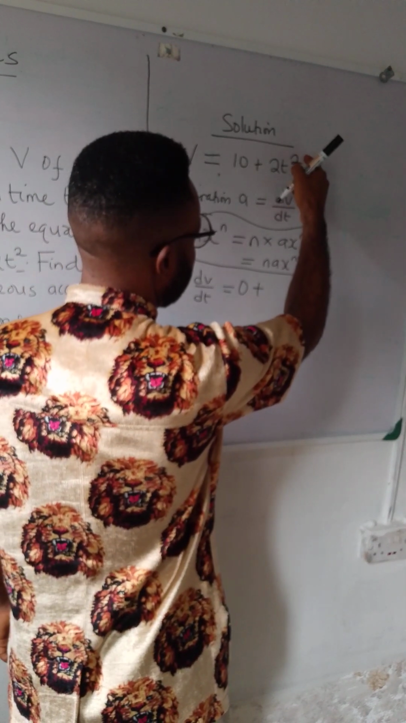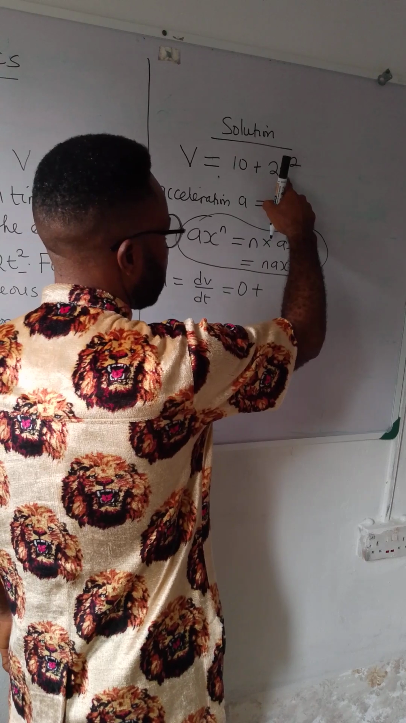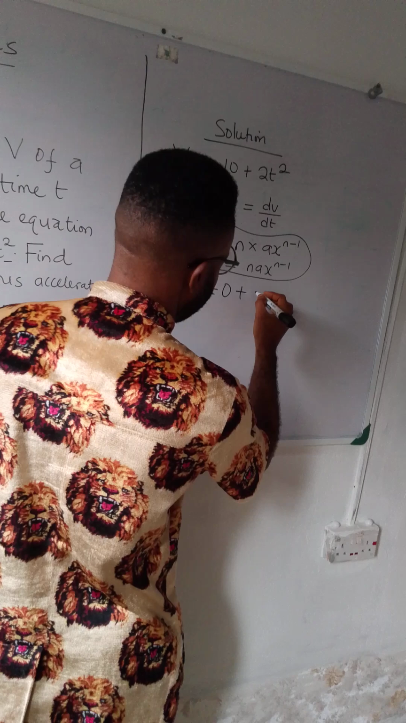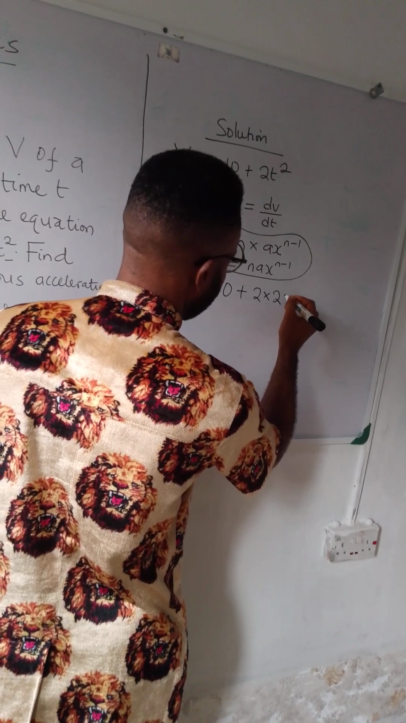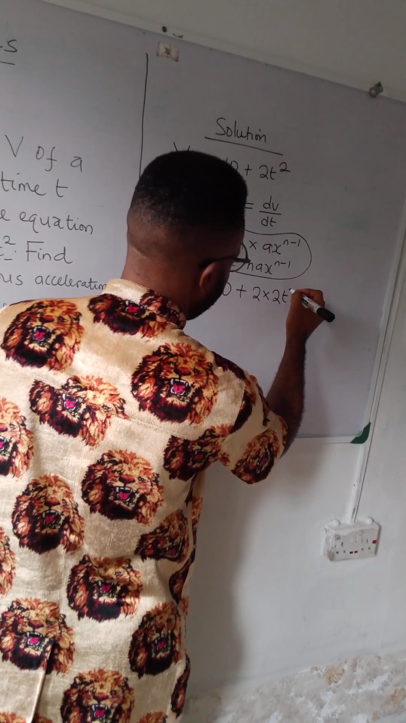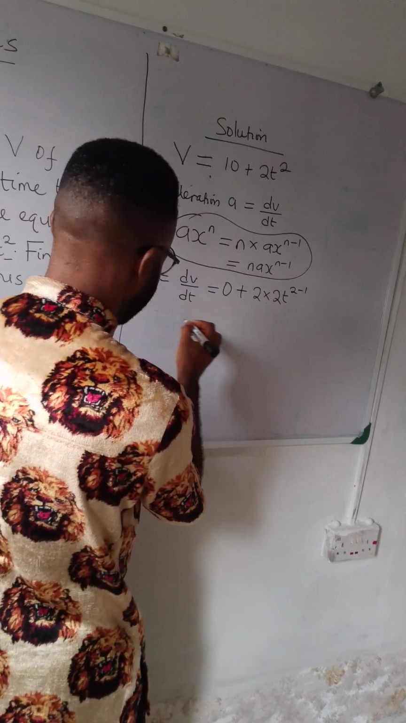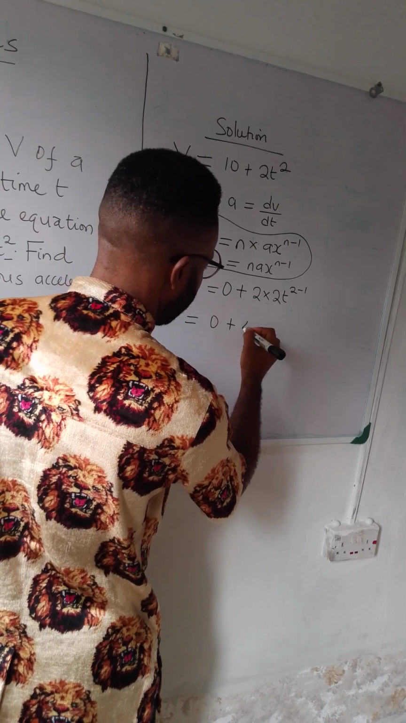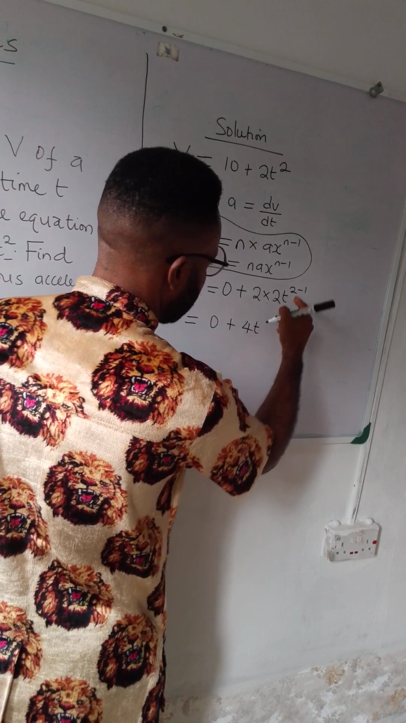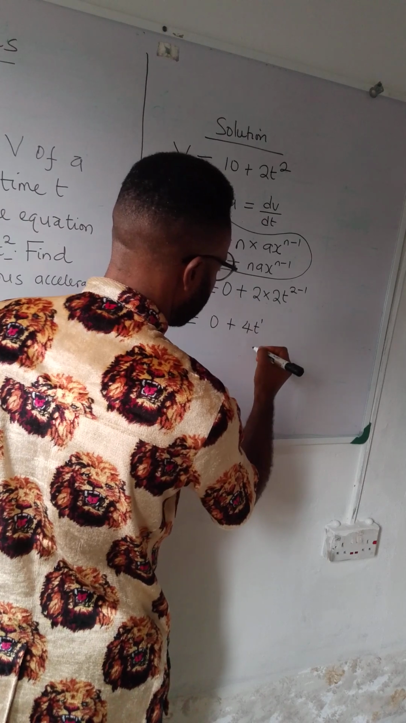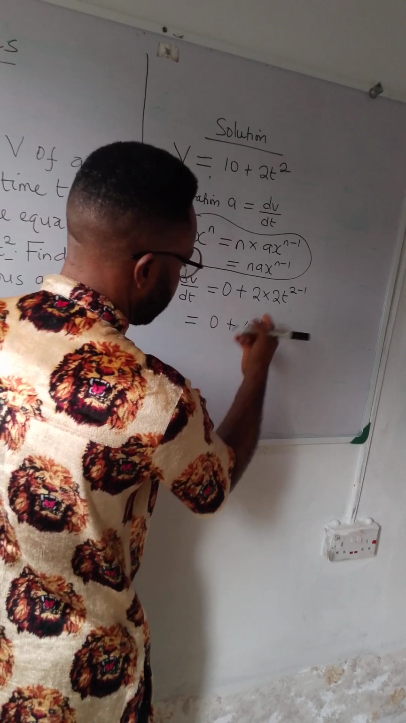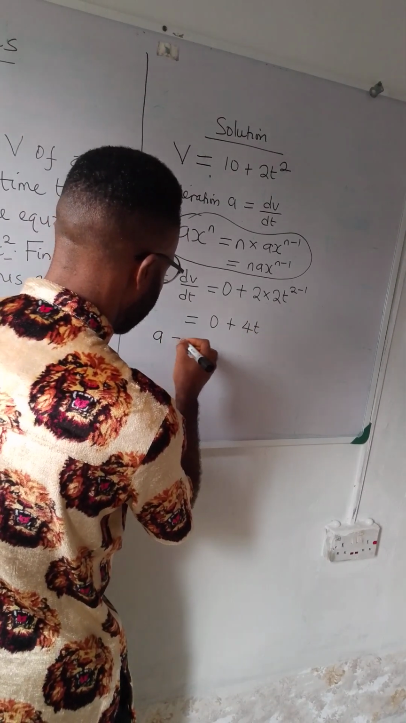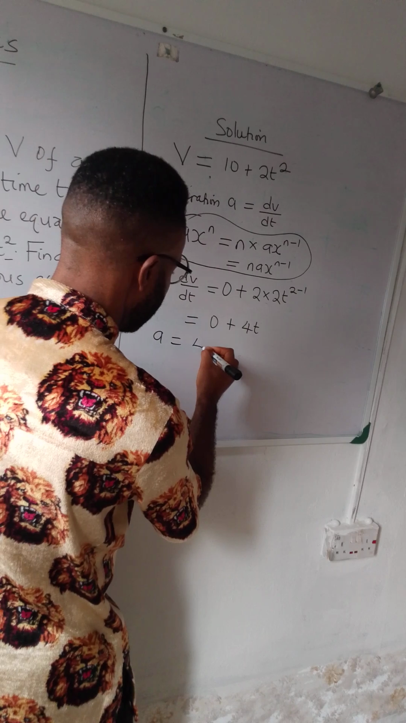So this is going to be 2 times 2t raised to power 2 minus 1, just the way this was. So this is going to give us 0 plus 2 times 2t will give us 4t. 2 minus 1 is 1. And so we know that 4t raised to power 1 is the same thing as 4t. So we can now say that our acceleration, this 0 we ignore it, equal to 4t.